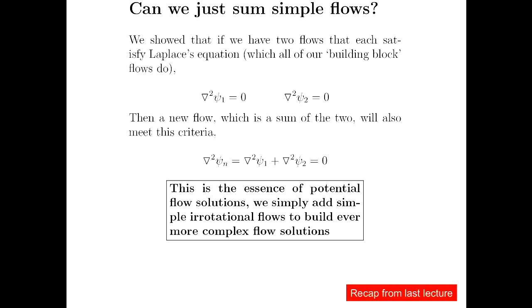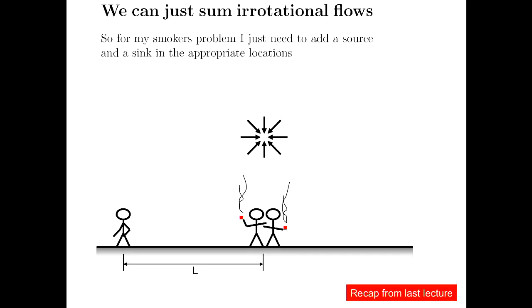I probably didn't emphasize how important this is. But this means we can simply add irrotational flows to build more complex flow solutions. That's what we're going to do in potential flow. We're going to use simple flows such as a source, a sink, and a point vortex, which we'll learn later on, to model these complex flows. Now, going back to our smoker's problem, we are again going to model our exhaust as a sink and our smokers as a source.